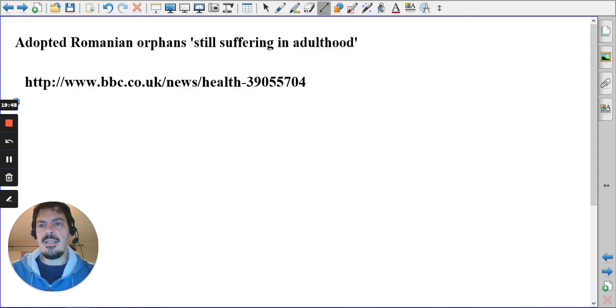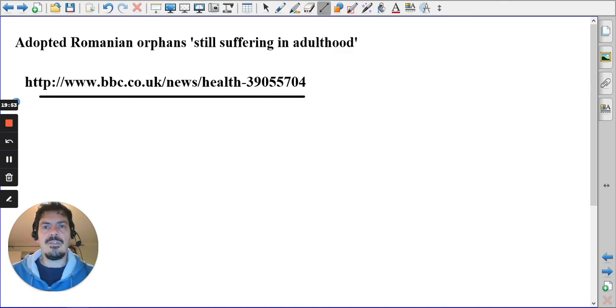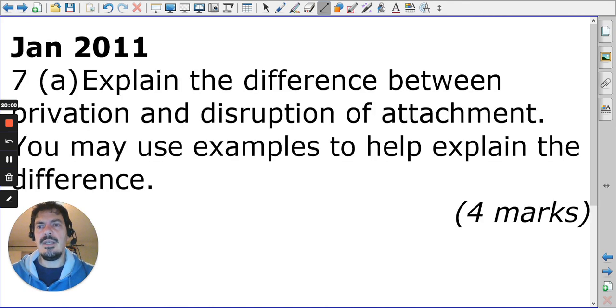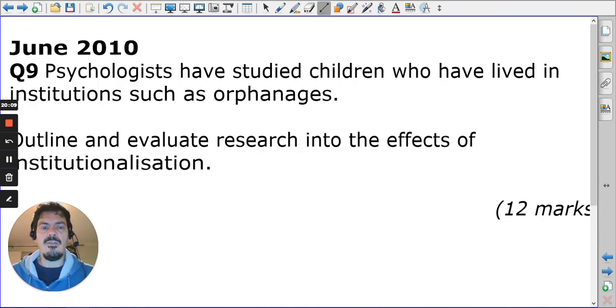Now there are a couple of websites out there looking at the difficulties these children faced as they grew up and became adults, and having a look at that is definitely worth doing. There are quite a lot of questions out there, perhaps short 4 markers like this, asking what's the difference between privation and disruption of attachment. We have longer questions like this, asking you to outline and evaluate research into the effects of institutionalization. Now this is a 12 marker because it's from an old paper, but it certainly says that we need to prepare ourselves for a 16 marker for that.